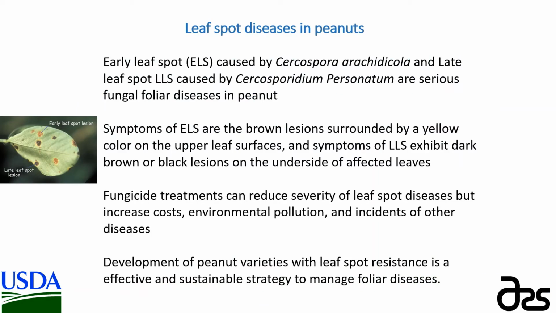Early leaf spot, or ELS, caused by Cercospora arachnoidicola, and late leaf spot, caused by Cercosporidium personatum, are serious foliar diseases in peanut. The typical symptoms of ELS are brown lesions surrounded by yellow color on the upper leaf surface, and the symptoms for late leaf spot exhibit dark brown or black lesions on the underside of the affected leaves.